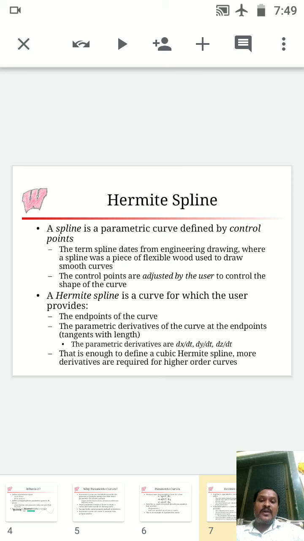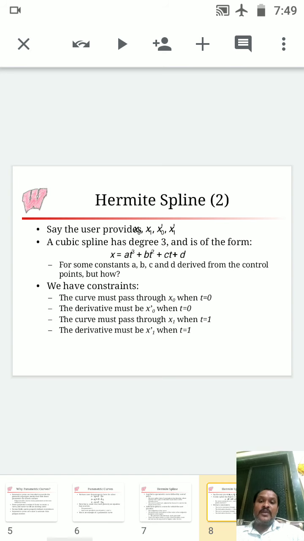More derivatives are required here for higher order curves. If your curve is of higher order, we can have the cubic spline. Suppose we have cubic curves, then we require a number of control points to have the spline. Next one will be the second Hermite spline, where we use the points x0, x1, x1 dash. A cubic spline has degree 3 and is of the form x equals at cube plus bt square plus ct plus d.